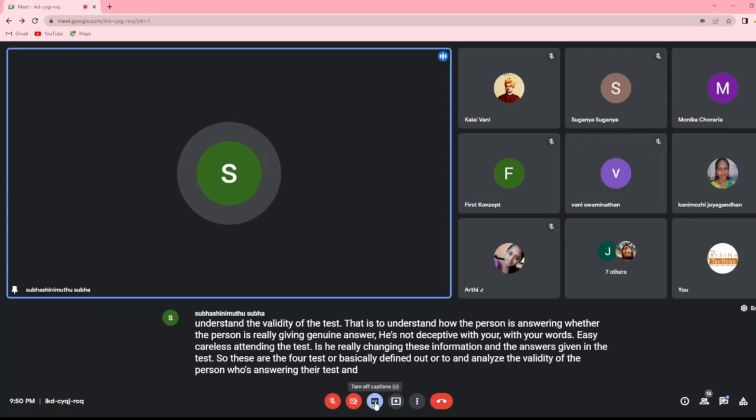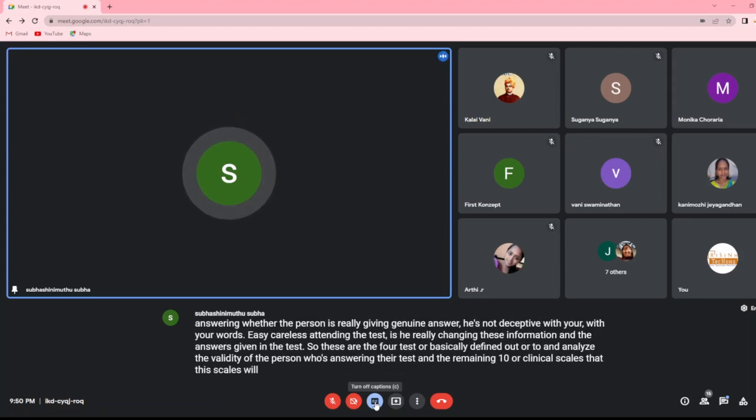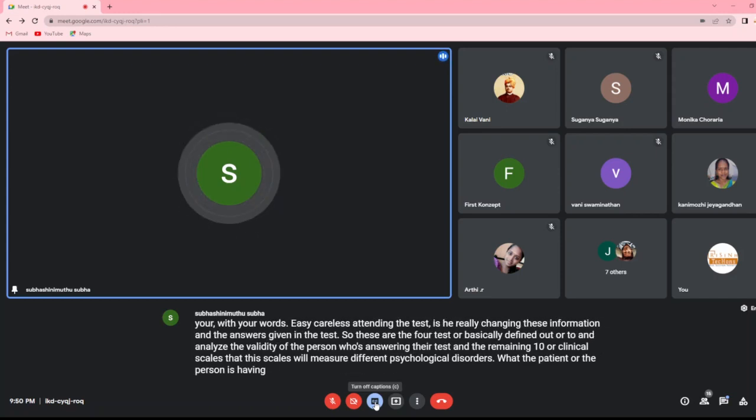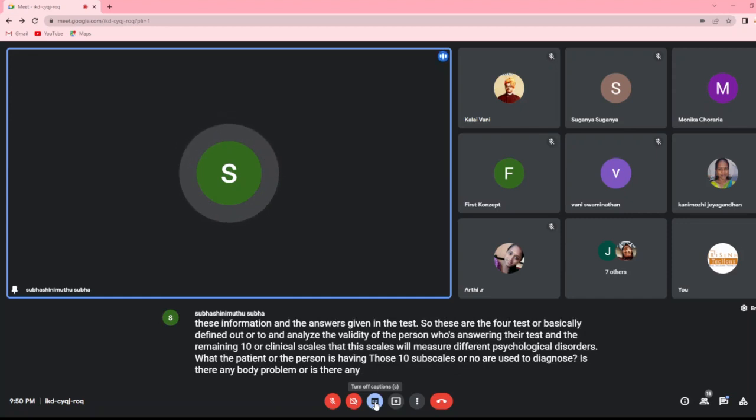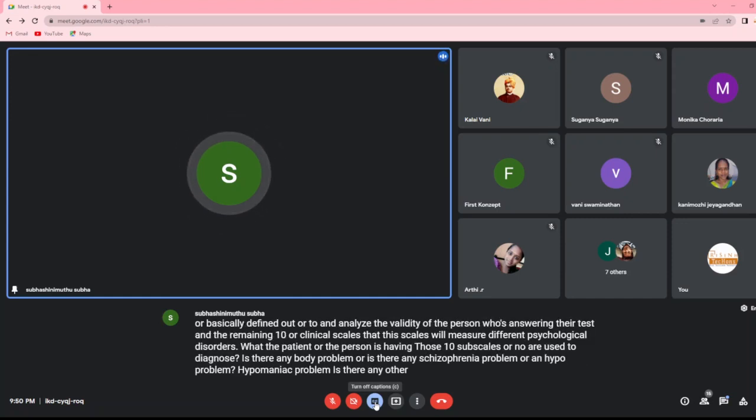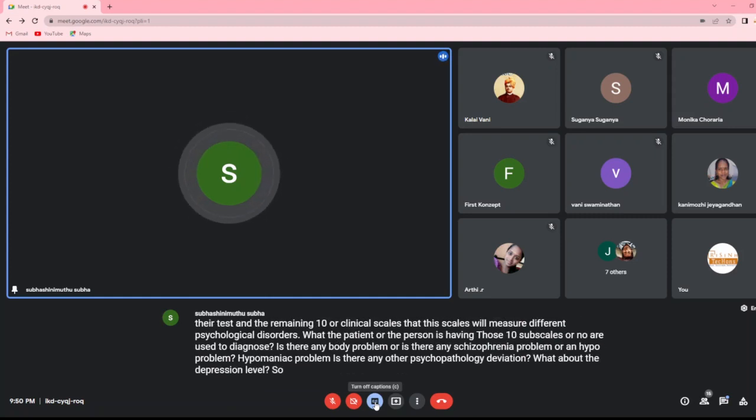And the remaining 10 are clinical scales. These scales measure different psychological disorders that the patient or the person is having. Those 10 subscales are used to diagnose whether there is any body problem, or any schizophrenia problem, or a hypomanic problem, is there any other psychopathic deviation, and what about the depression level. So they were talking about the 10 subscales and they have given the names in our book.